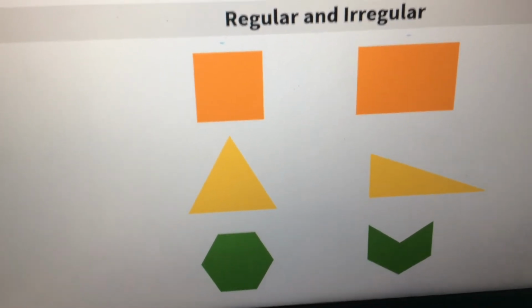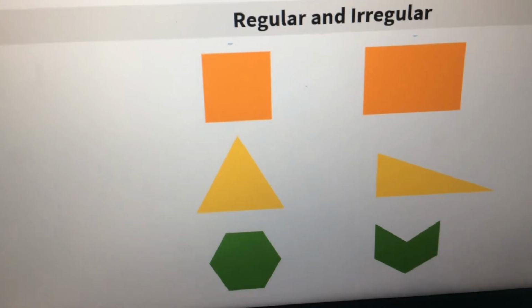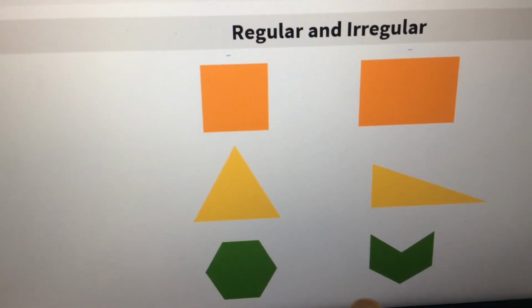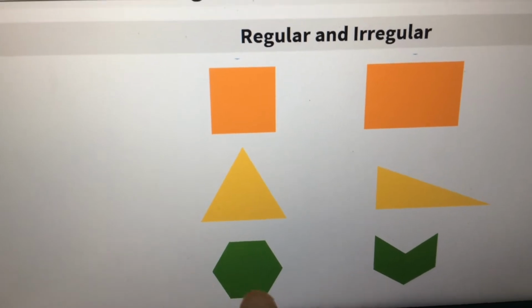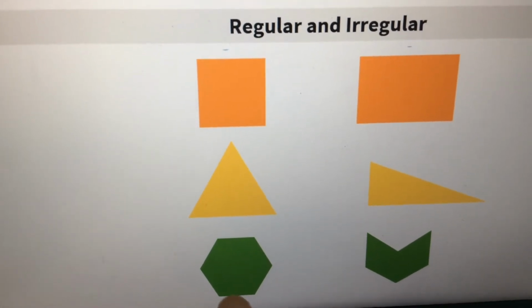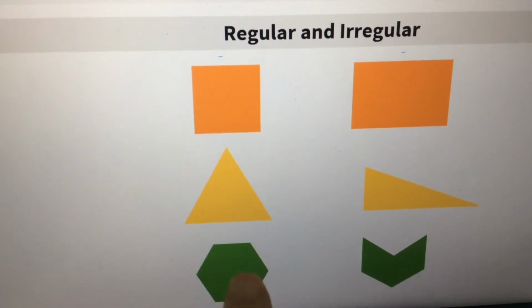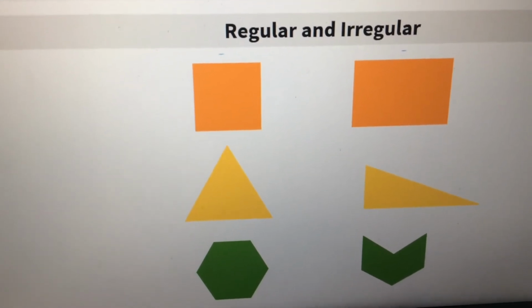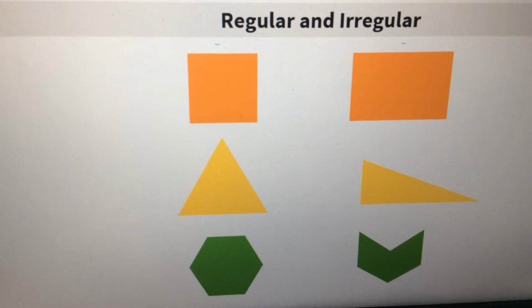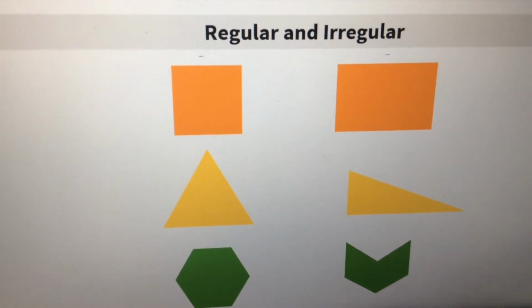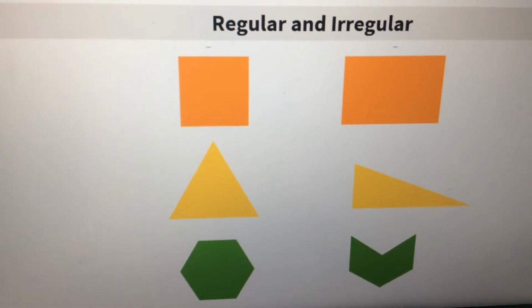Okay, so it's not as simple as saying a hexagon is regular or a hexagon is irregular. It depends on the way it's drawn. It depends what it looks like. It depends on its properties, and its properties are things like the number of sides, the length of the sides, all those kind of things. We'll learn more about that later on. Okay. So hopefully that has made the difference between regular and irregular shapes a little bit clearer.